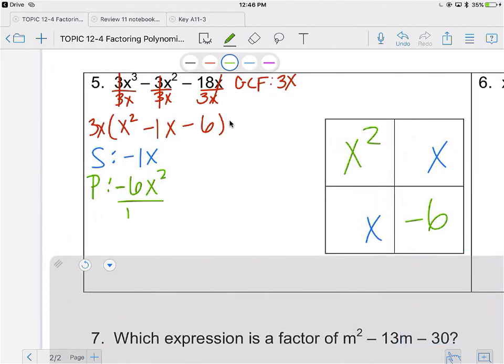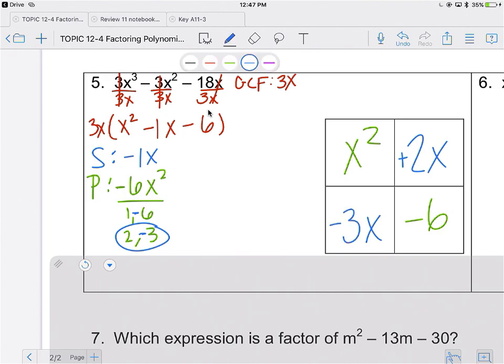Factors of negative 6: 1 and 6, 2 and 3. In order for me to multiply to a negative and add to a negative, I need one number to be negative. In order for them to total negative, I need my bigger number to be negative. So because the sum is a negative 1, I need my bigger number to be negative. Because the product is negative, I only need one number negative. 1 plus negative 6 is negative 5. 2 plus negative 3 is negative 1. So my factors are a positive 2 and a negative 3.